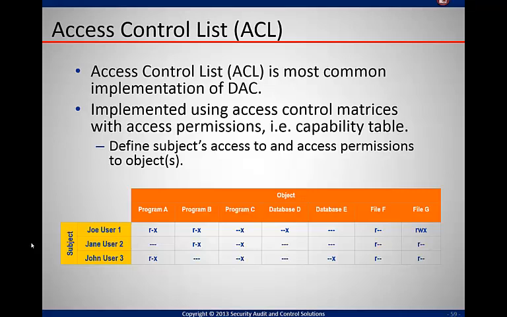Then extending this further and putting it into a production environment, this is known as the access control list, and this is the most common implementation of a discretionary access control. For the guys who have Cisco router experience, you'll know that you'll define those groups and the ACLs, or the access control lists, on them. Some nice experience there. Also, this can be implemented using access control matrices with access permissions, such as the capability table we saw earlier. Define the subject access to and access permission to objects.